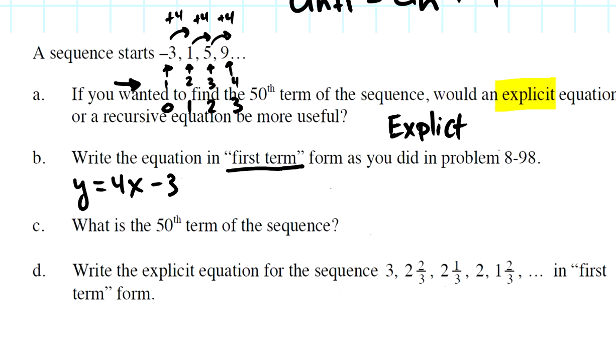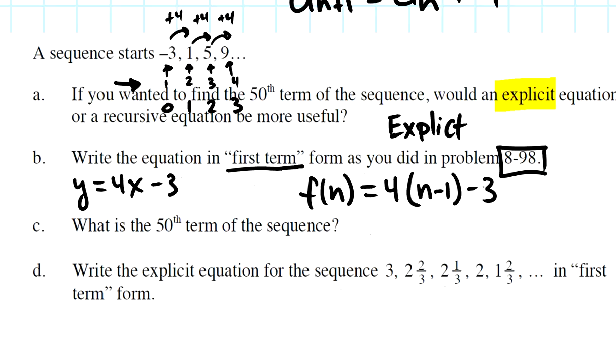So if we refer back to problem 89 and we want to write this in first term form, it looks like this. I think they used function notation. So the value of the nth term is, and then we would just make this one change 4 times, and instead of writing x, we're going to say n minus 1 and then minus 3.